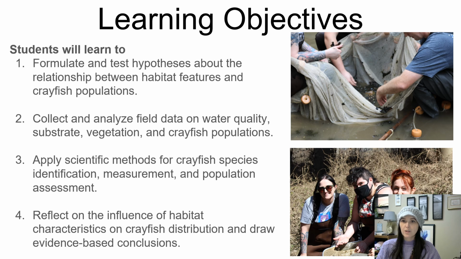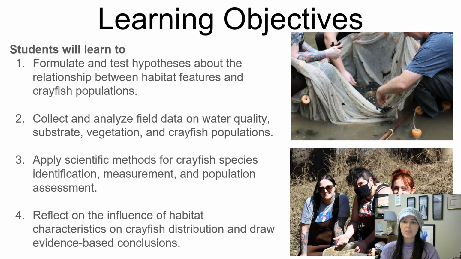I had 4 different learning objectives, and that included number 1, formulating and testing hypotheses about the relationships that we see between habitat features of the stream and crayfish population metrics, such as the number or diversity of crayfish and size of crayfish. We also wanted to collect and analyze data on water quality, substrate, vegetation, and crayfish populations to look at them all together.